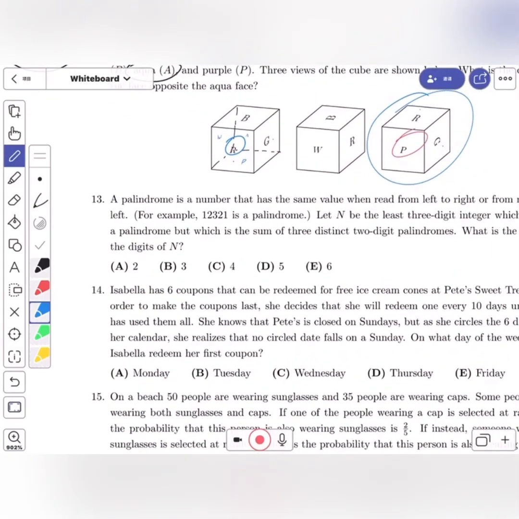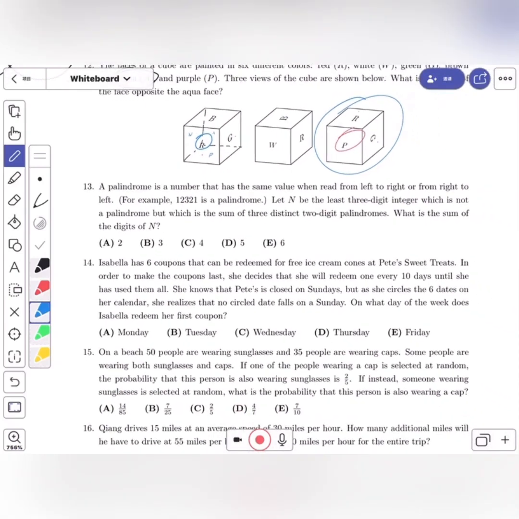Now number 13. A palindrome is a number that has the same value when read from left to right or from right to left. For example, 12321 is a palindrome. Let n be the least 3-digit integer which is not a palindrome, but which is the sum of 3 distinct 2-digit palindromes. What is the sum of the digits of n?